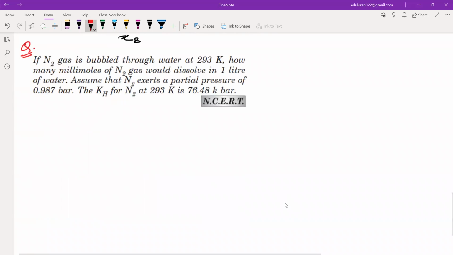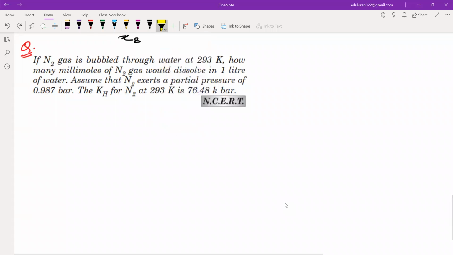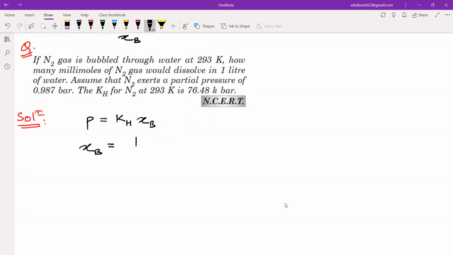So the question is asking what is the amount of N2 gas, in millimoles, that is dissolved in 1 liter of water, and you have been given the partial pressure of 0.987 bar. That means you have been given the pressure here. You have been asked about the number of moles. So first of all, we will calculate the mole fraction, and then we will calculate the number of moles of N2 present inside the solution. We will write pressure equal to the Henry's constant multiplied by the mole fraction. We have the pressure and the Henry's constant, so we will easily calculate chi b. So chi b will be equal to the pressure divided by Henry's constant, right?